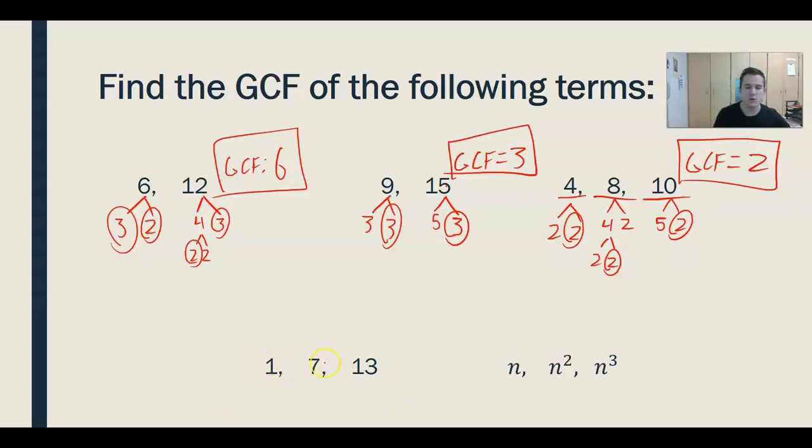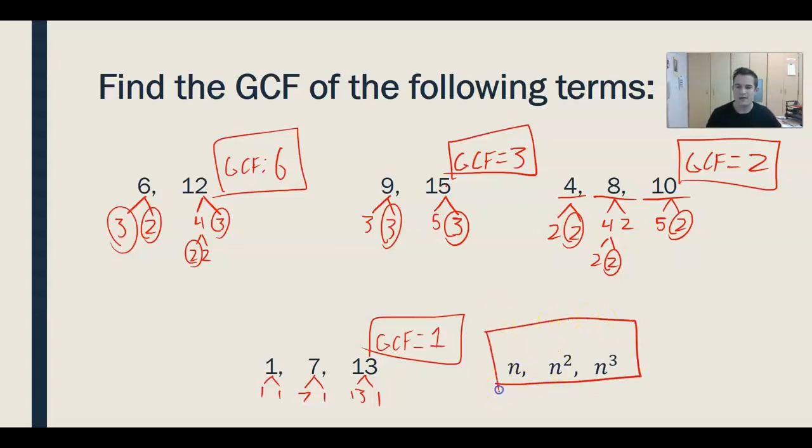Here, let me look at 1, 7, and 13. If I were to try to break these down into my prime factors, notice I can't. The only numbers that multiply to make 1 are 1 and 1, 7 and 1, 13 and 1. Each of these are prime numbers already, so the greatest common factor is 1. It's the only number that will divide evenly into all of those.